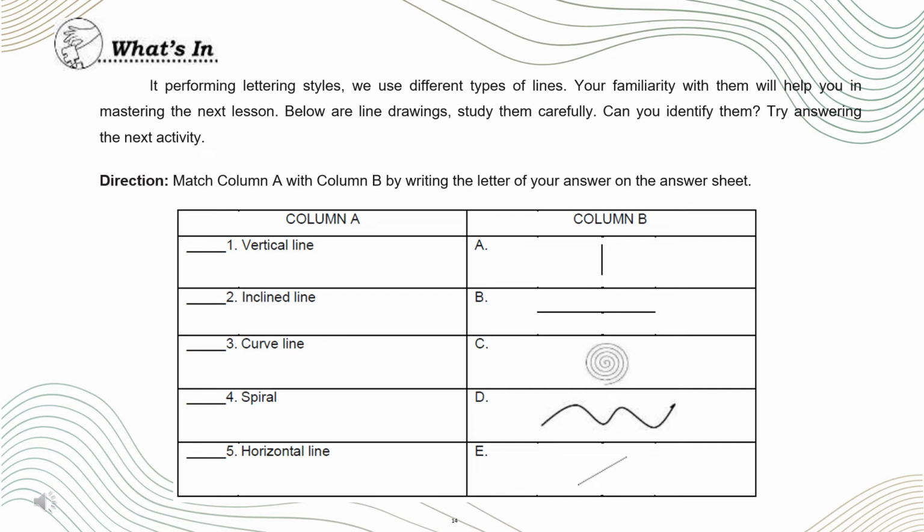What's in? In performing lettering styles, we use different types of lines. Your familiarity with them will help you in mastering the next lesson. Below are the line drawings. Study them carefully. Can you identify them? Try answering the next activity. For the direction, match the column A with the column B by writing the letter of your answer on your answer sheet.